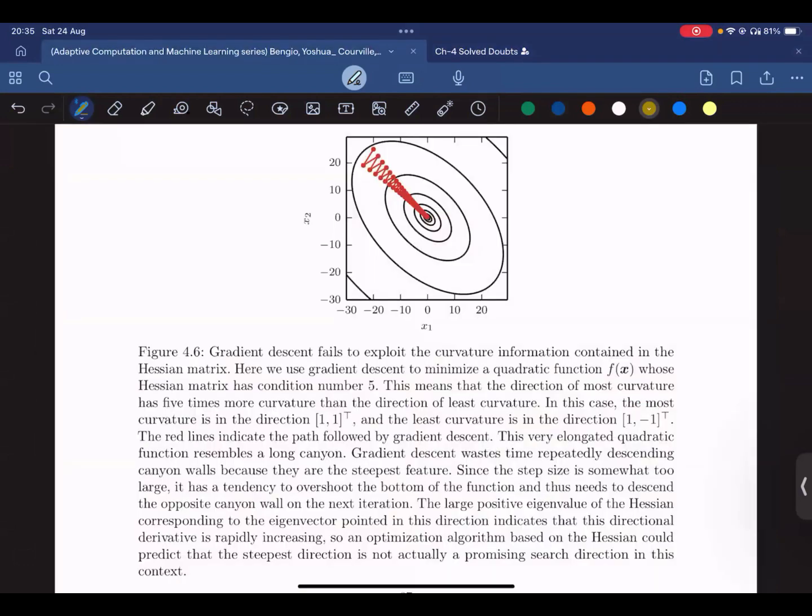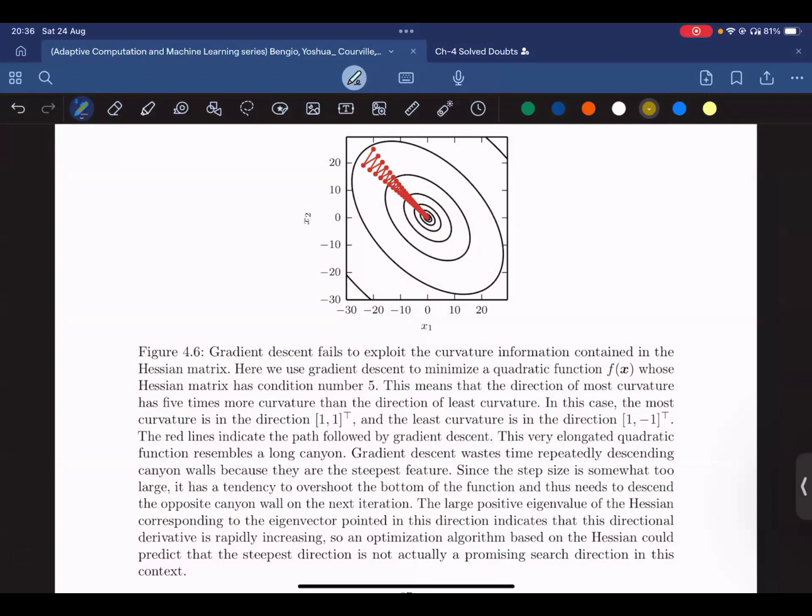And I think the contour lines, the nearer they are, probably the steeper it is. Yeah.